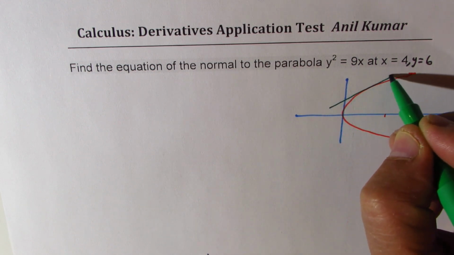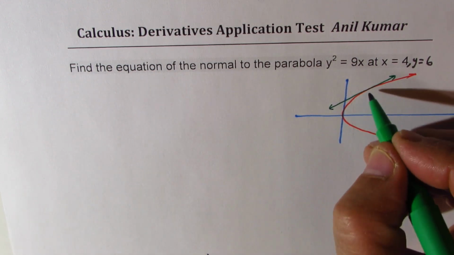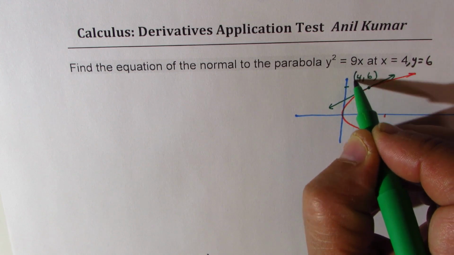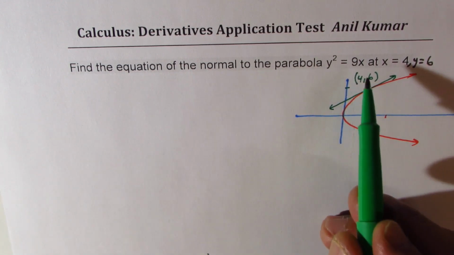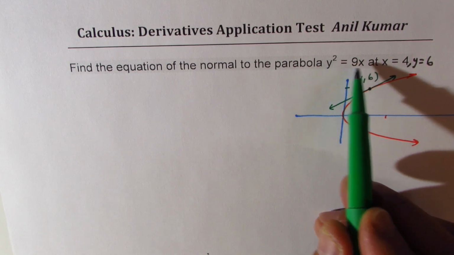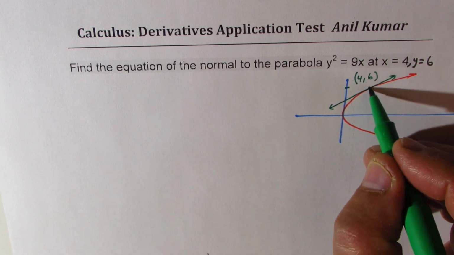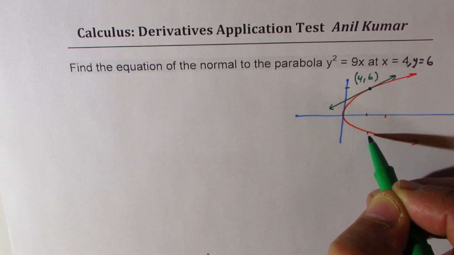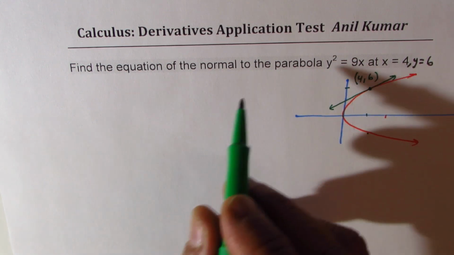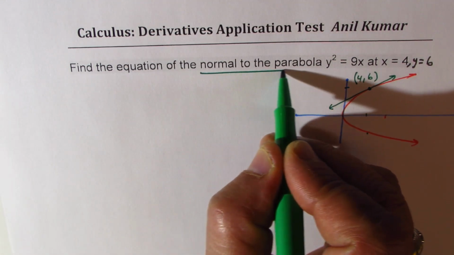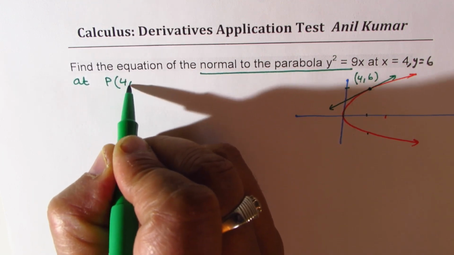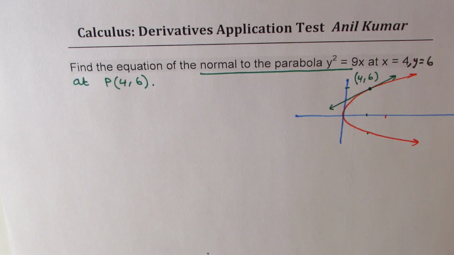So let's say that's the point. The tangent will be kind of like this, right? At the point which is (4, 6). Why 6? If I substitute 4 here, I get 36, and the square root of 36 is plus and minus. We could get this value, or somewhere here, negative also, right? But we'll consider the positive one. So I'm cutting down, I'm just changing this question: the normal to the parabola at P, which is (4, 6). So that's how I changed it.